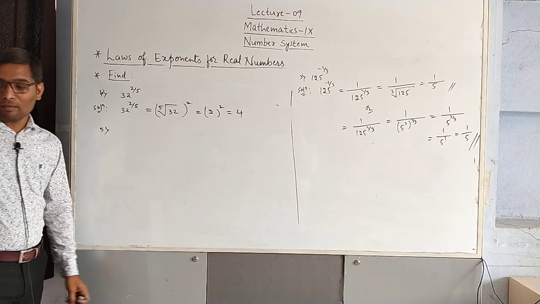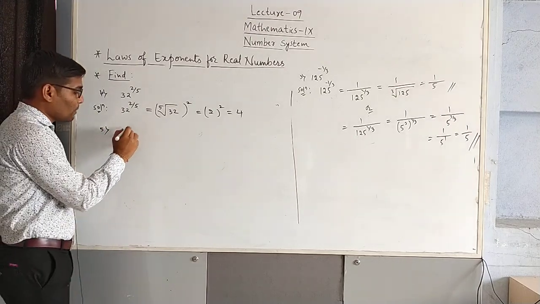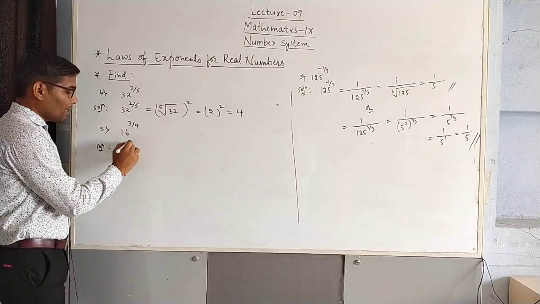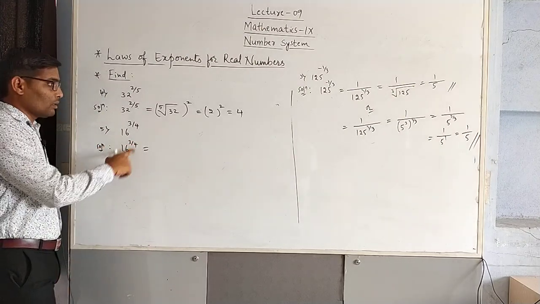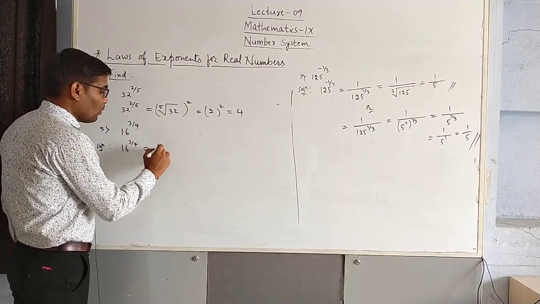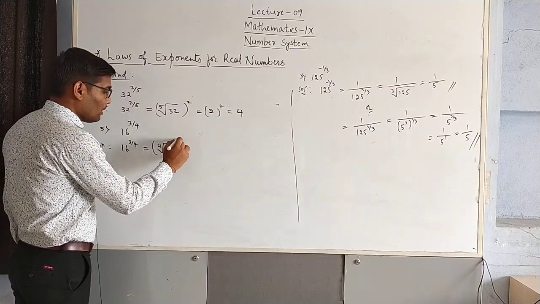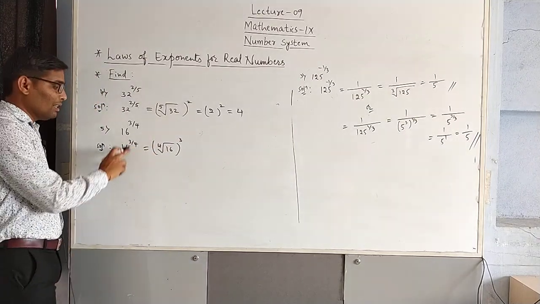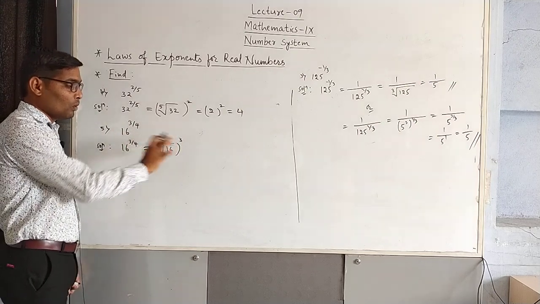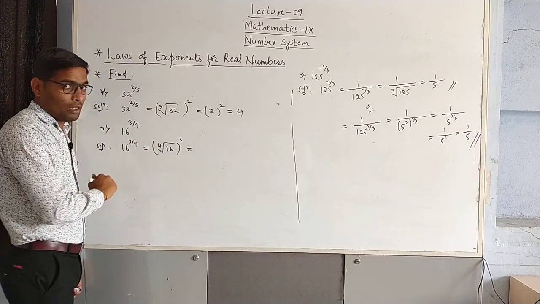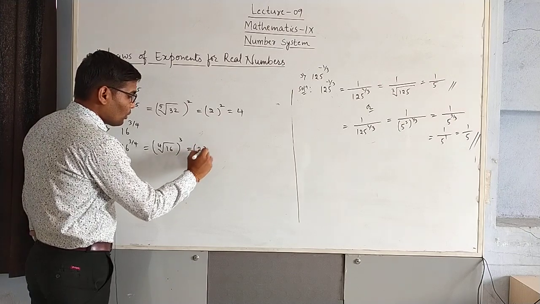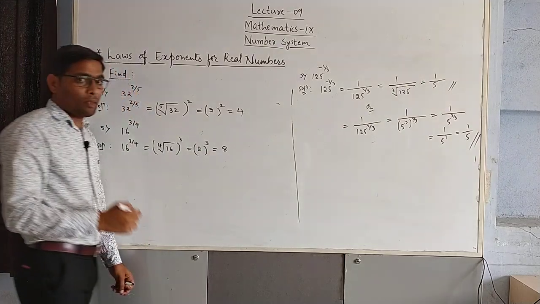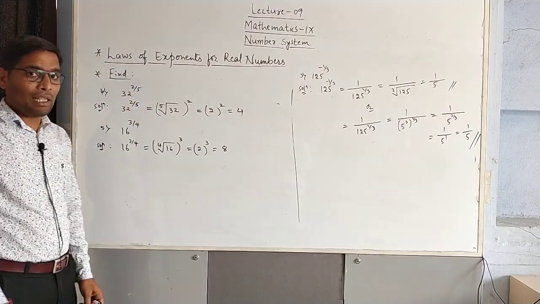Then moving to the next one, that is 16 to the power 3 by 4. Then write the given problem as it is. Then this also can be written like this, that is fourth root of 16 whole to the power 3. The denominator in the power indicates the root of the given number, and the numerator will be the power of the whole number. Then we know that the fourth root of 16 is 2, whole to the power 3, and 2 to the power 3 is 8, because if you multiply 2 three times you will get 8 as the answer.